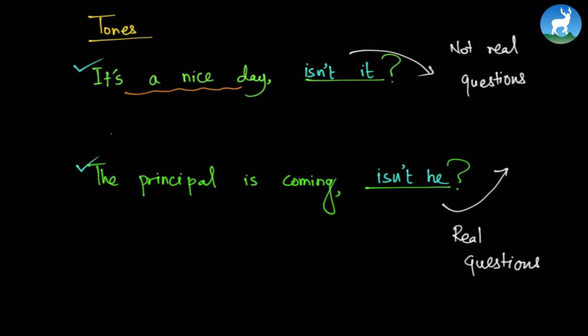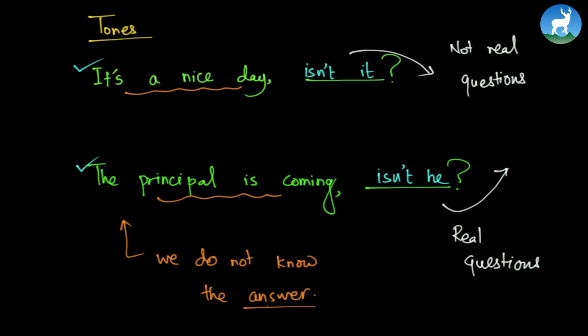Because in the first statement, we say it's a nice day, and we already know that it's a nice day. So we are not asking the question tag for information, rather we are using it for confirmation. Correct? So it's a nice day, isn't it? A falling tone. The principal is coming, isn't he? A rising tone. Now in the second example, we do not know whether the principal is coming. So we do not know the answer. That is why we ask a question. While in the first case, we already know the answer.